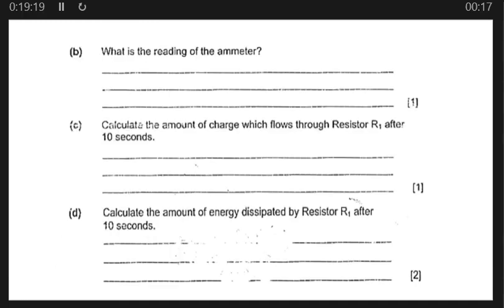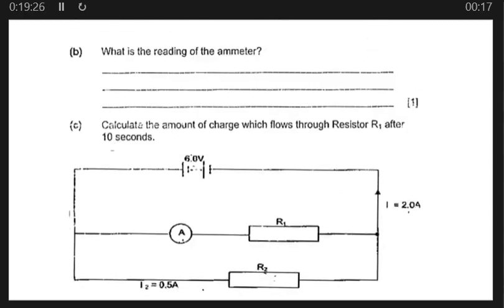Okay, so B says, what is the reading of the ammeter? Let's bring the circuit here. They are asking us to find the reading of this ammeter here. You know the ammeter reads current, so they are asking us indirectly to calculate current. This is how tricky the exam can be. Now how can we calculate current here?